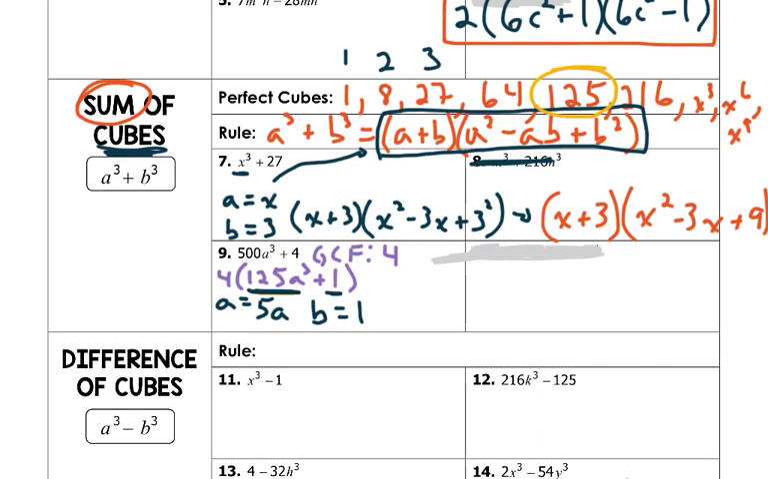We have a GCF. We can't forget that. We need to keep that on the outside. So now we can go ahead and plug this in. So I'm going to put the GCF 4 on the outside and just plug it right back into the formula that we have up at the top. A plus b times a squared minus ab plus b squared, close parentheses. So here we go. A is 5a plus 1.